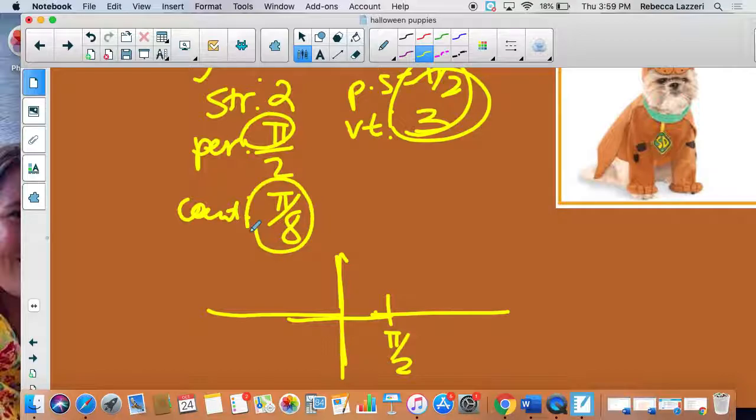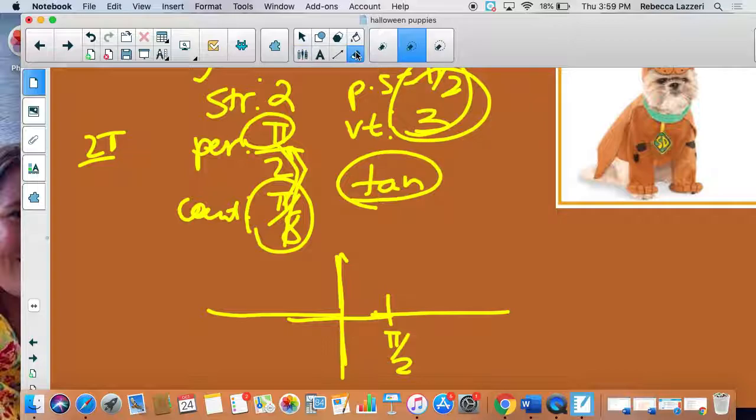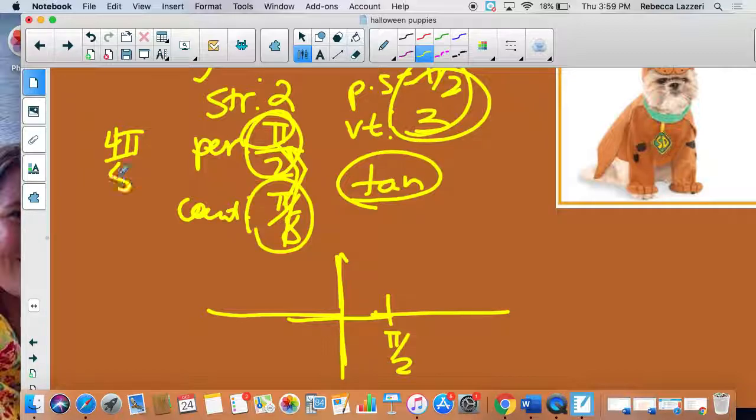I'm going to count by pi over 8, but this is a tangent graph, so I'm going to split it up. So pi over 8s are a fourth of the size of these pi over 2s. I'm going to change pi over 2 into 4 pi over 8, so I can add pi over 8s. All right, so this is 4 pi over 8 right now. So I'm going to go 1, 2, asymptote, back, 2, asymptote. I'm sorry, I forgot to go up 3.